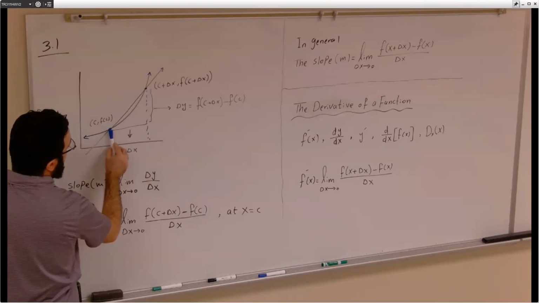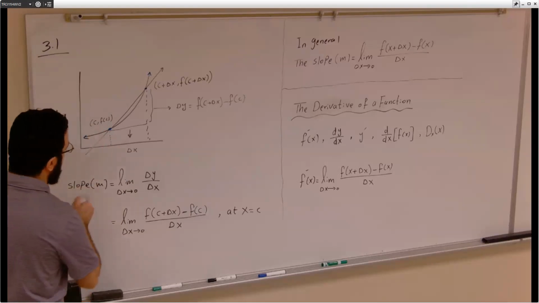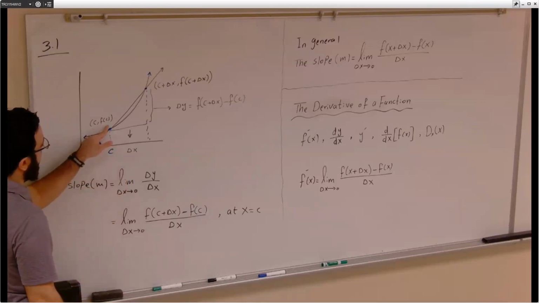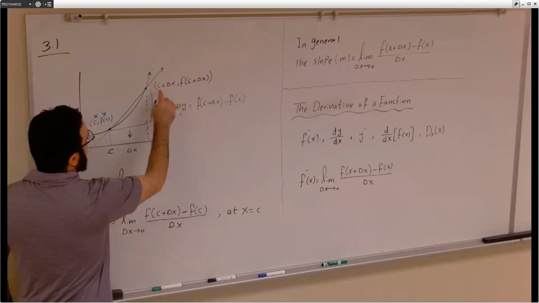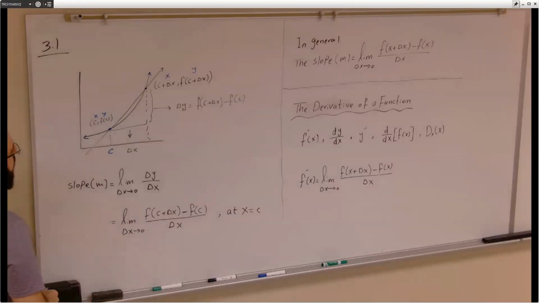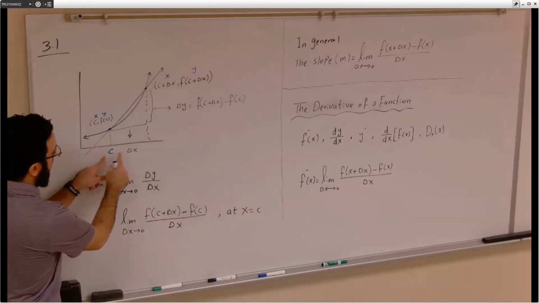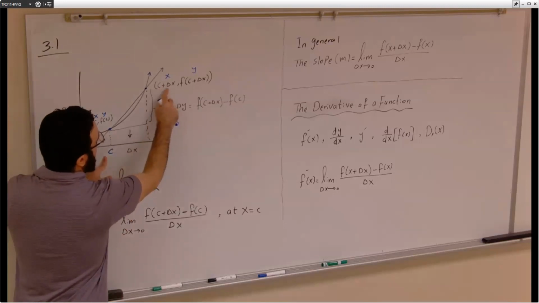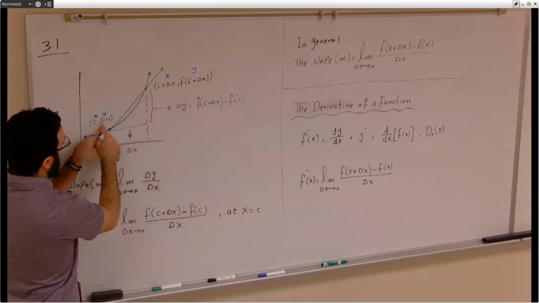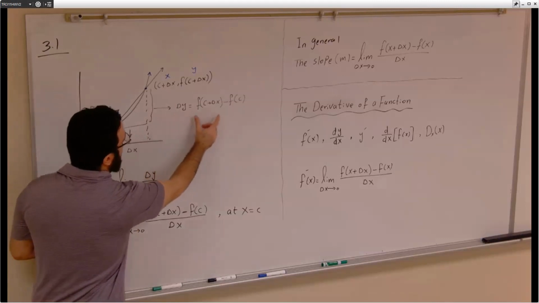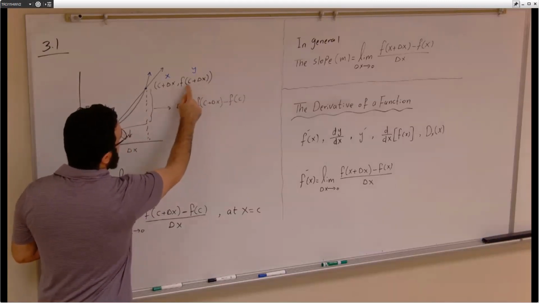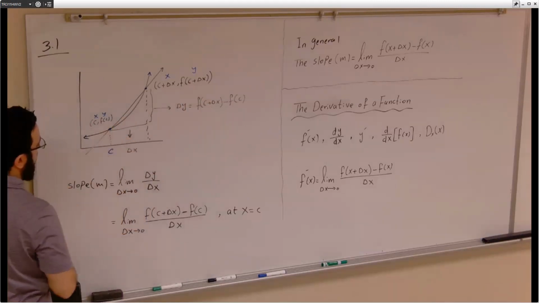Here is the coordinate for this point, which is at point c. Here is f of c, that means here is x, y. And the same thing here, the second point is going to be x and y, because this point plus delta x is going to be here. And the y is going to be f of c plus delta x. And here is going to be delta y, which is the difference between f of c plus delta x and f of c.